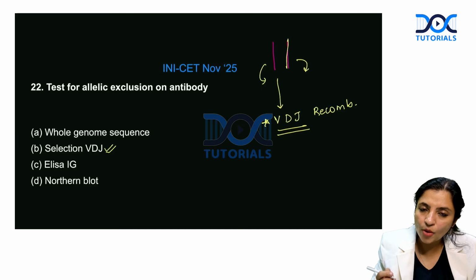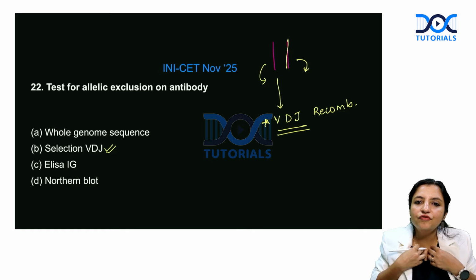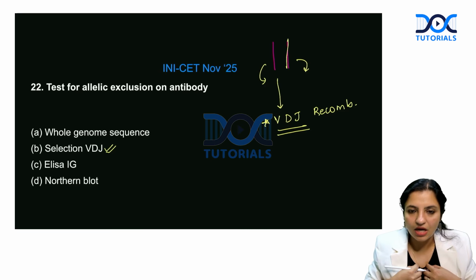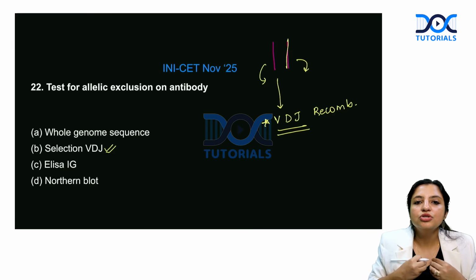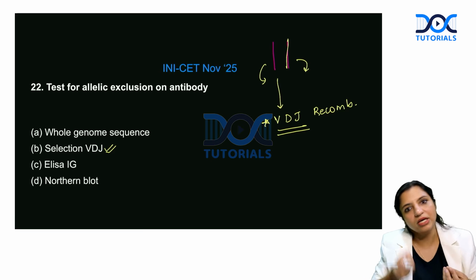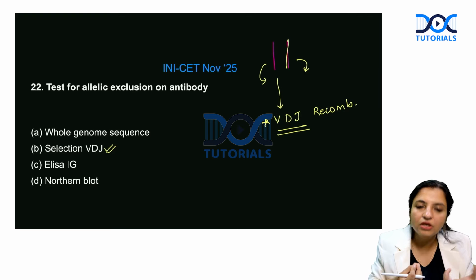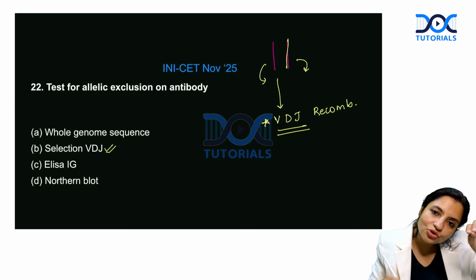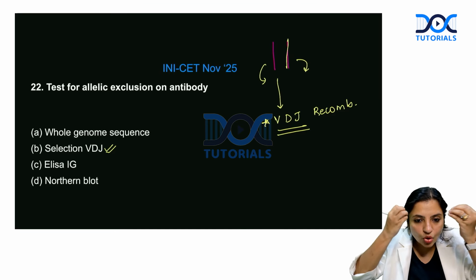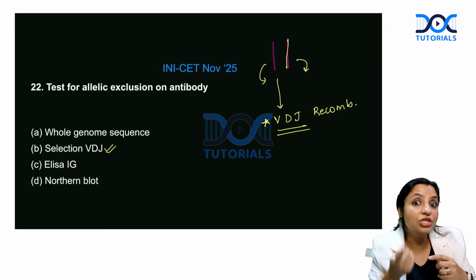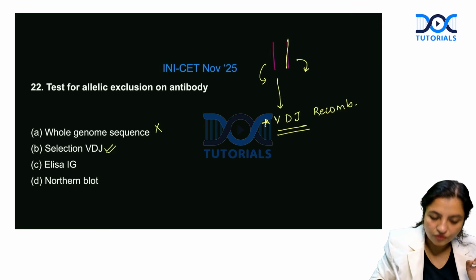Why not whole genome? Whole genome means, see, we have B cells of both the parents, alleles of both the parents. So if you do whole genome, both the alleles will be identified, paternal also, maternal also. How do you know which is active? You can't identify that because whole genome sequencing will only show you that both the sequences are there. So they're there. You can't identify which is working. So that is why this is of no utility.